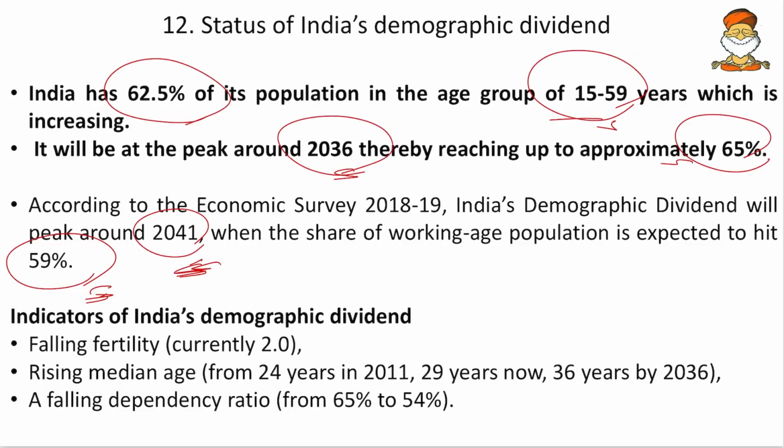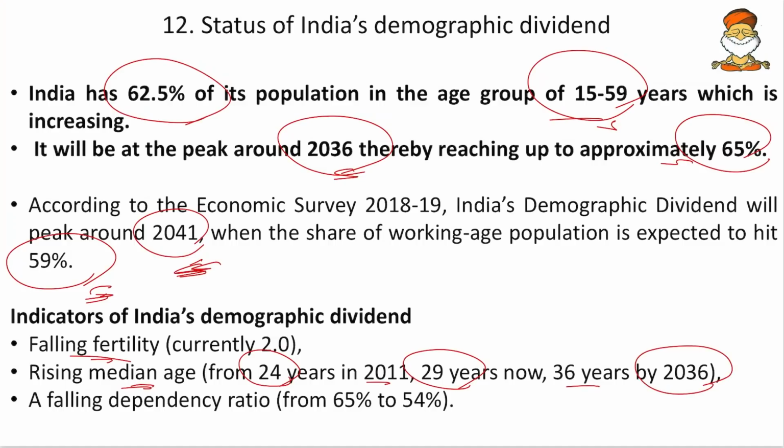And then the indicators of India's demographic dividend. One is the falling fertility rate, which indicates that we have peaked the demographic dividend. Then the rising median age. The median age of the population is also rising: in 2011 it was 24 years, now it is 29 years, and in 2036 it will be 36 years.